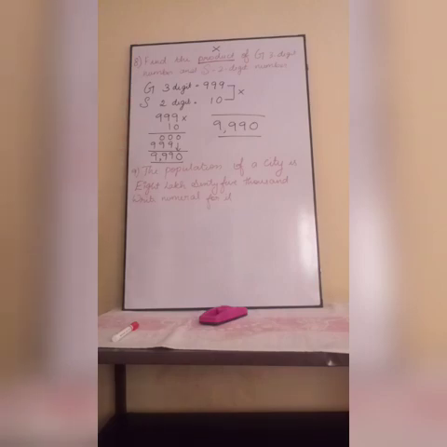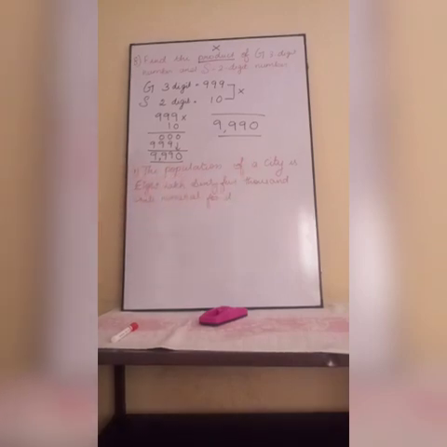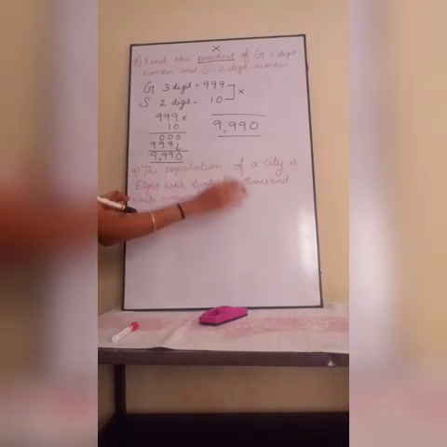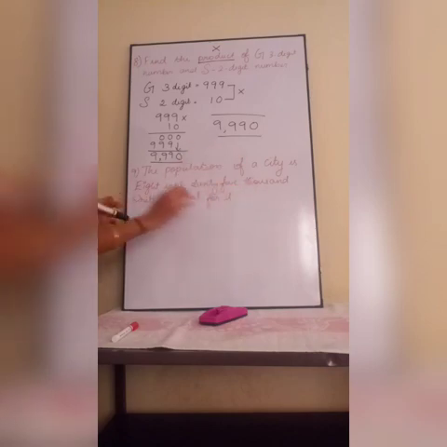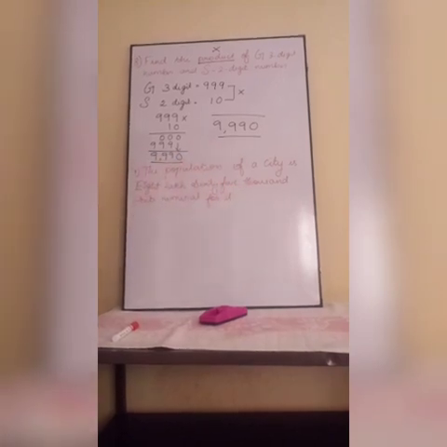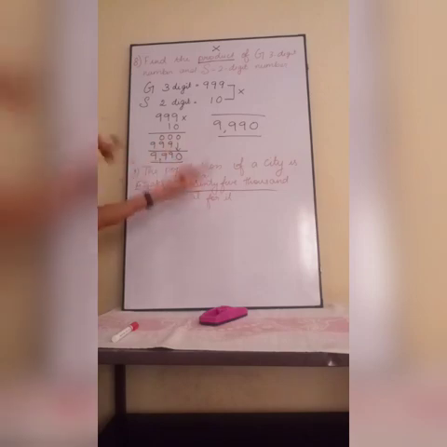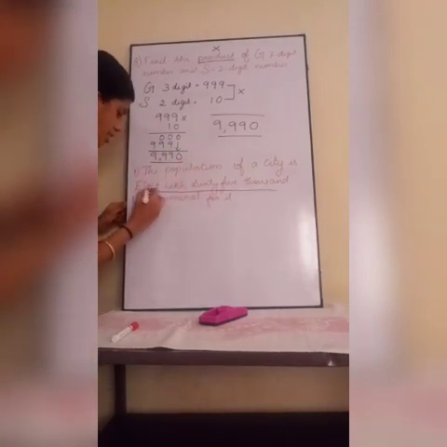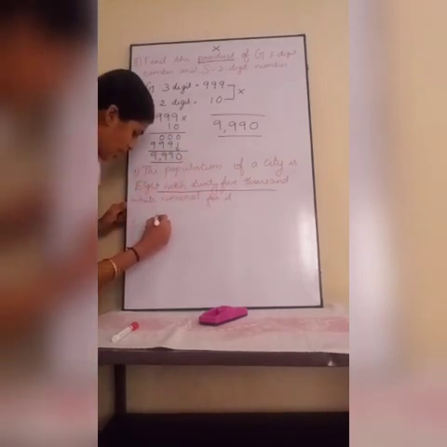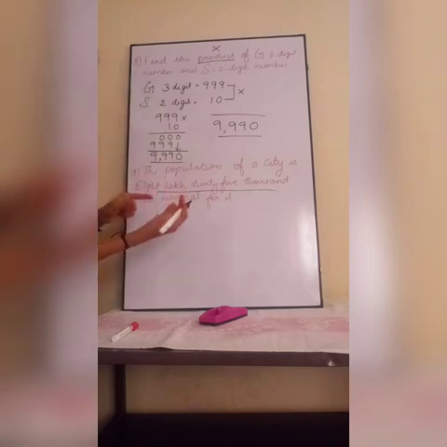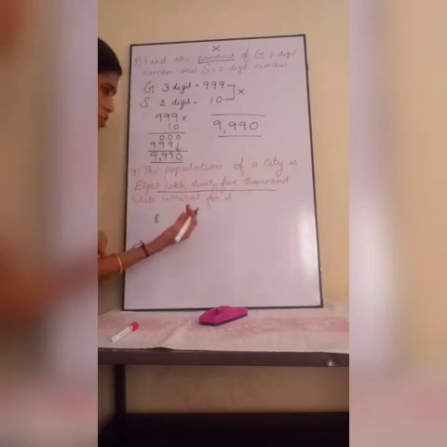Next, the population of a city is 8,65,000. Population means how many people are living in a city. Write the numeral for that, which means they have given the number name and we have to write the number for it. So what is given? 8 lakh. After lakh, what should be there? Thousands. Whether thousands are there?